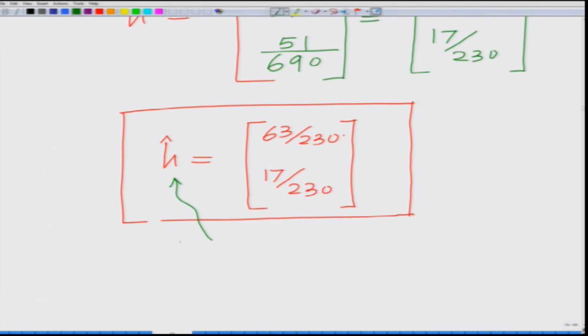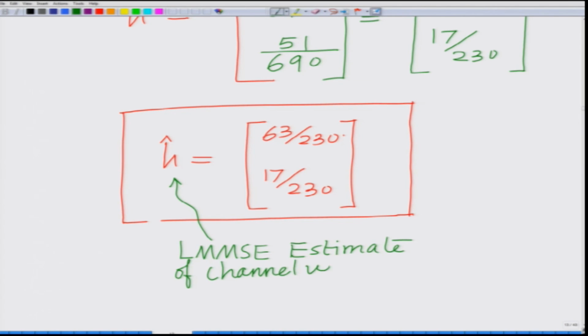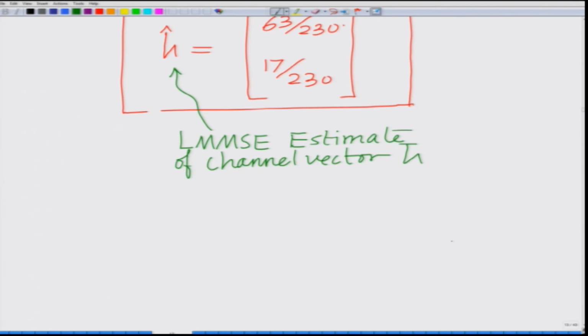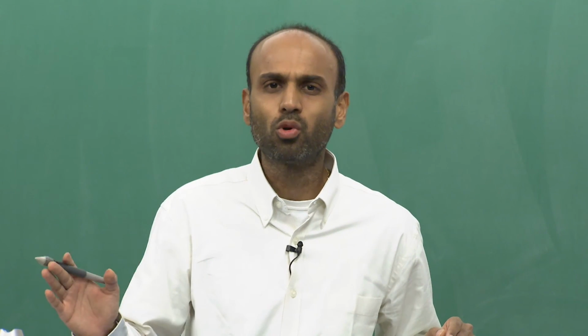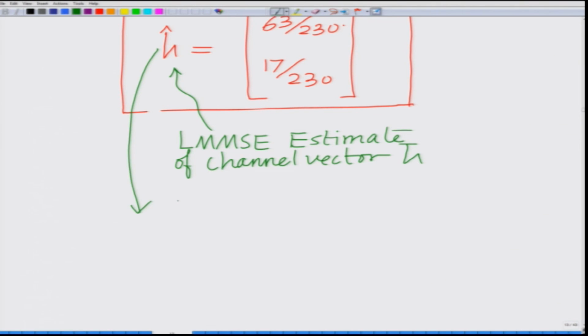So, this is basically your LMMSE estimate of your channel, the LMMSE estimate of the channel vector H bar. And therefore, now if you look at this, H hat basically is the estimate of the channel vector H bar. H bar itself is a channel vector corresponding to 2 transmit antennas, therefore, it has 2 components, alright. So, H hat is basically of the form H1 hat, which is the estimate of channel coefficient 1, and H2 hat, which is the estimate of channel coefficient 2.